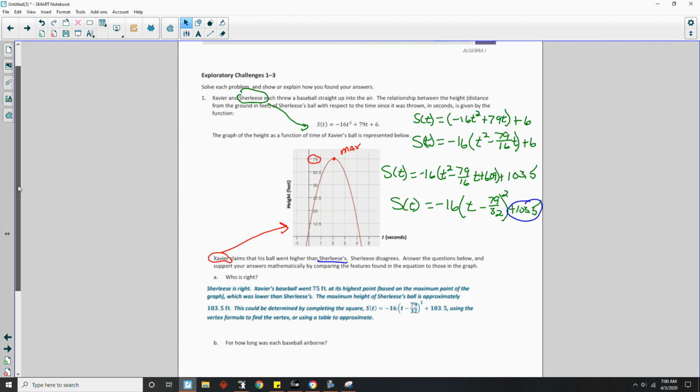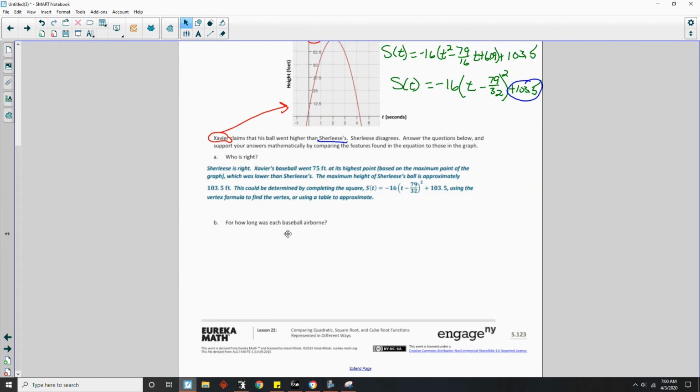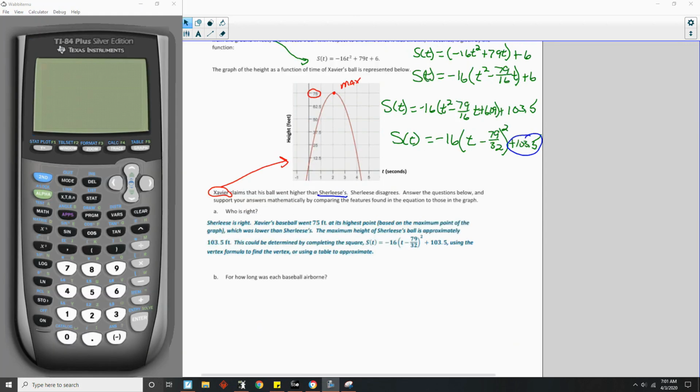All right, so there you have it. B says, for how long was each baseball airborne? Okay, so if you look at Xavier's graph, he's standing here, this is time 0. He throws the ball up into the air and it gets to the maximum point right here at 2 seconds. And then the ball drops a little more than 2 seconds, actually, it's just a hair over 2. And then the other zero, or x-intercept, is a little bit more than 4 seconds.